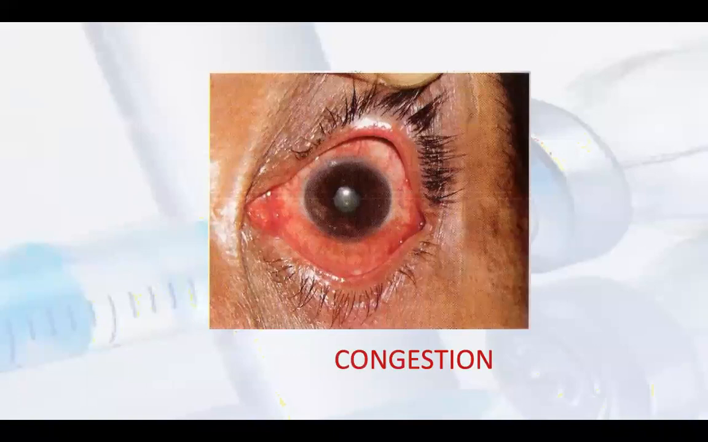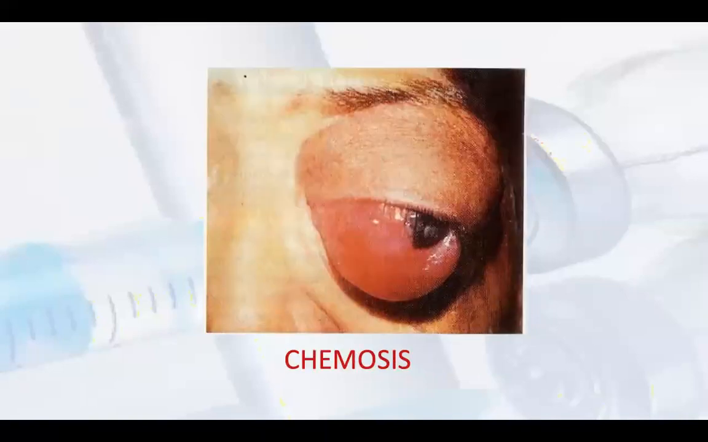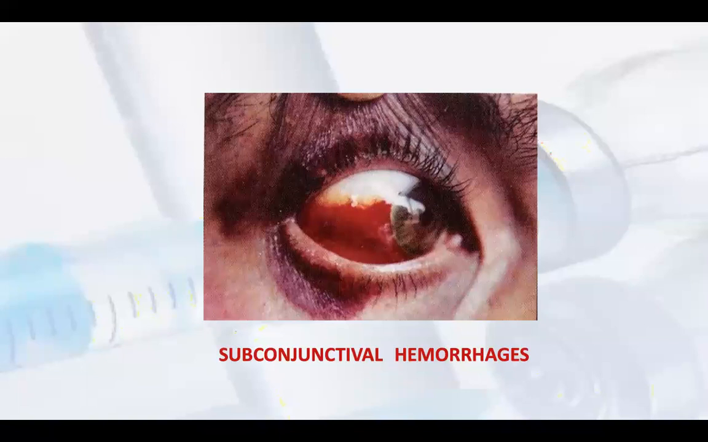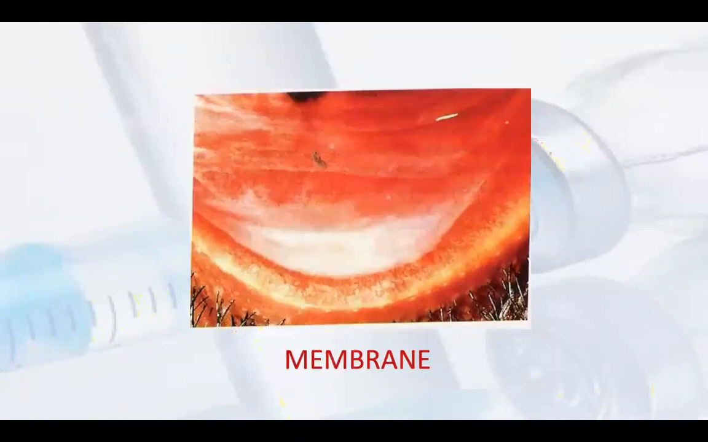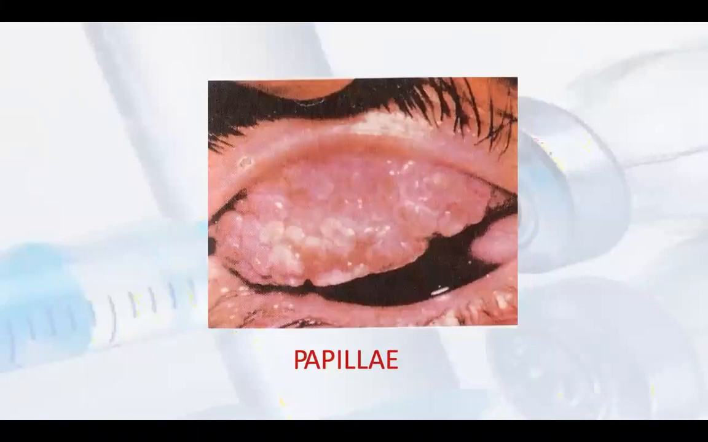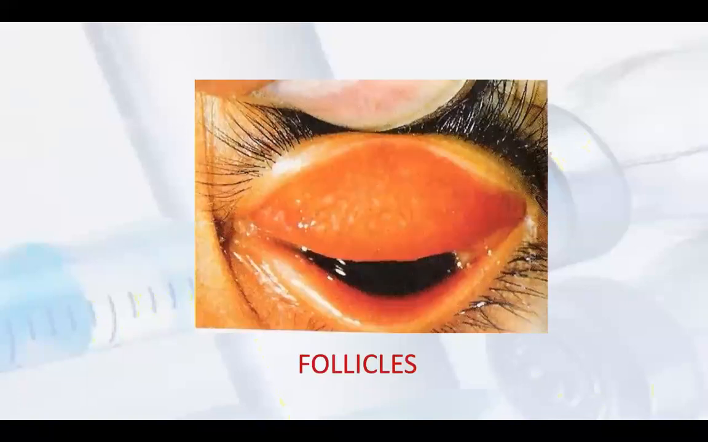You can see that congestion is there in the eye. You can see congestion when there's chemosis. When chemosis occurs and the eye becomes like this, subconjunctival hemorrhages have been found. The eye becomes like this. When there is a discharge, the discharge comes from the eyes like this. Then a membrane comes out. The eye is shown like this. Then papillae become inflamed, so the eye becomes like this. Then follicles can be inflamed, so the eye becomes like this.